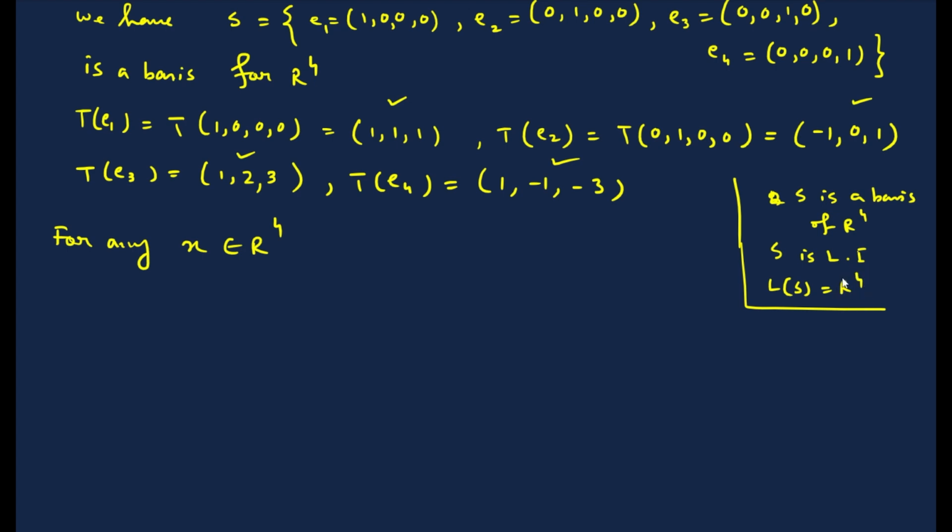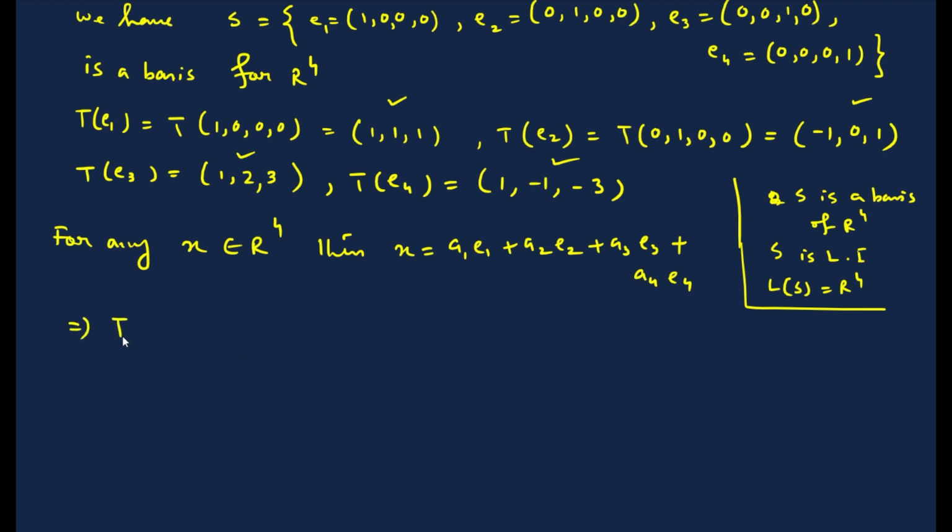So any element of R to the power 4 is a linear combination of elements of S. We have taken an element X from R to the power 4, so it must be a linear combination of elements of S. In S, the elements are E1, E2, E3, and E4. Then X equals, suppose the coefficients are A1, A2, A3, A4: A1 E1 plus A2 E2 plus A3 E3 plus A4 E4. Why can we write it like this? Because we have already taken that S is a basis for R to the power 4.